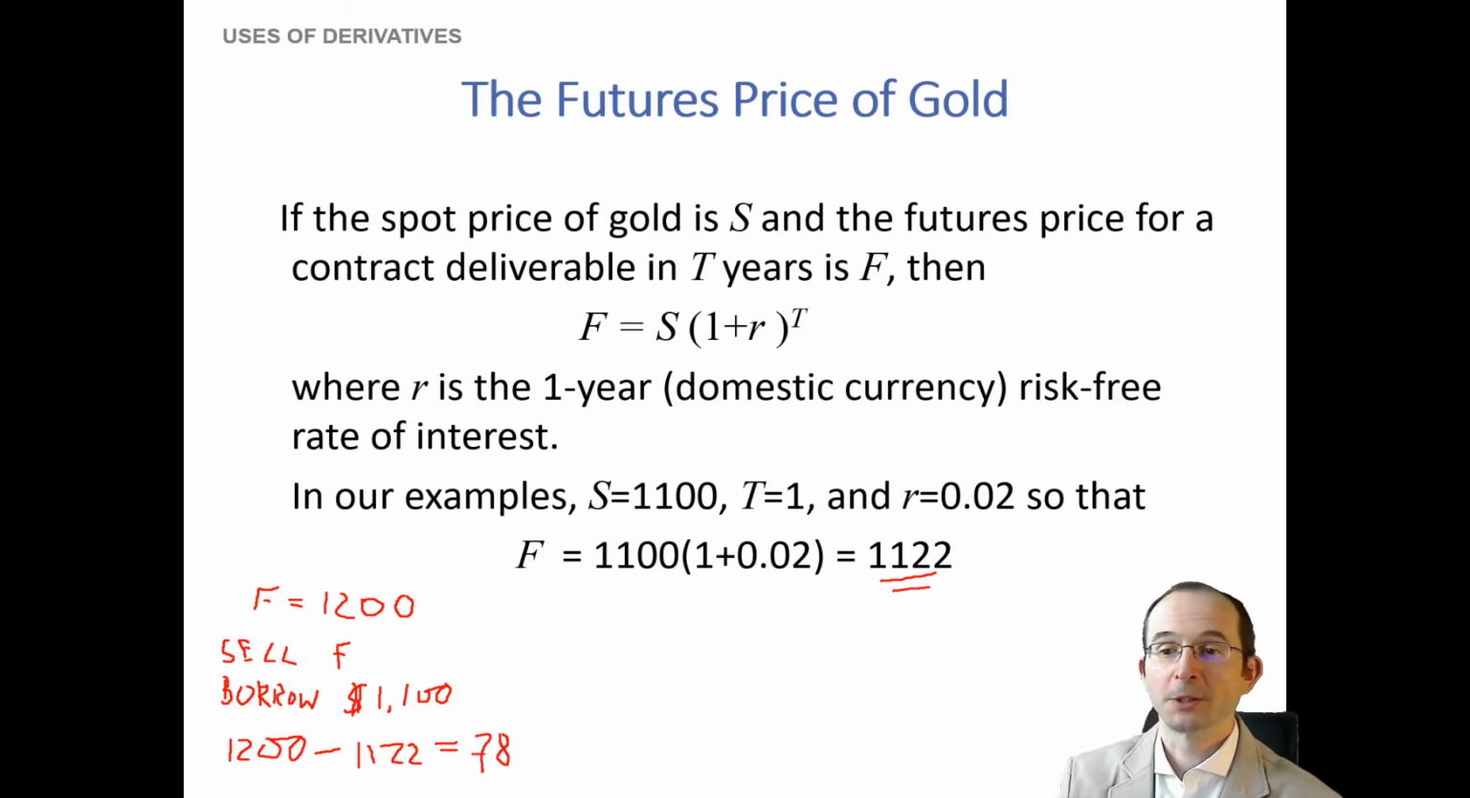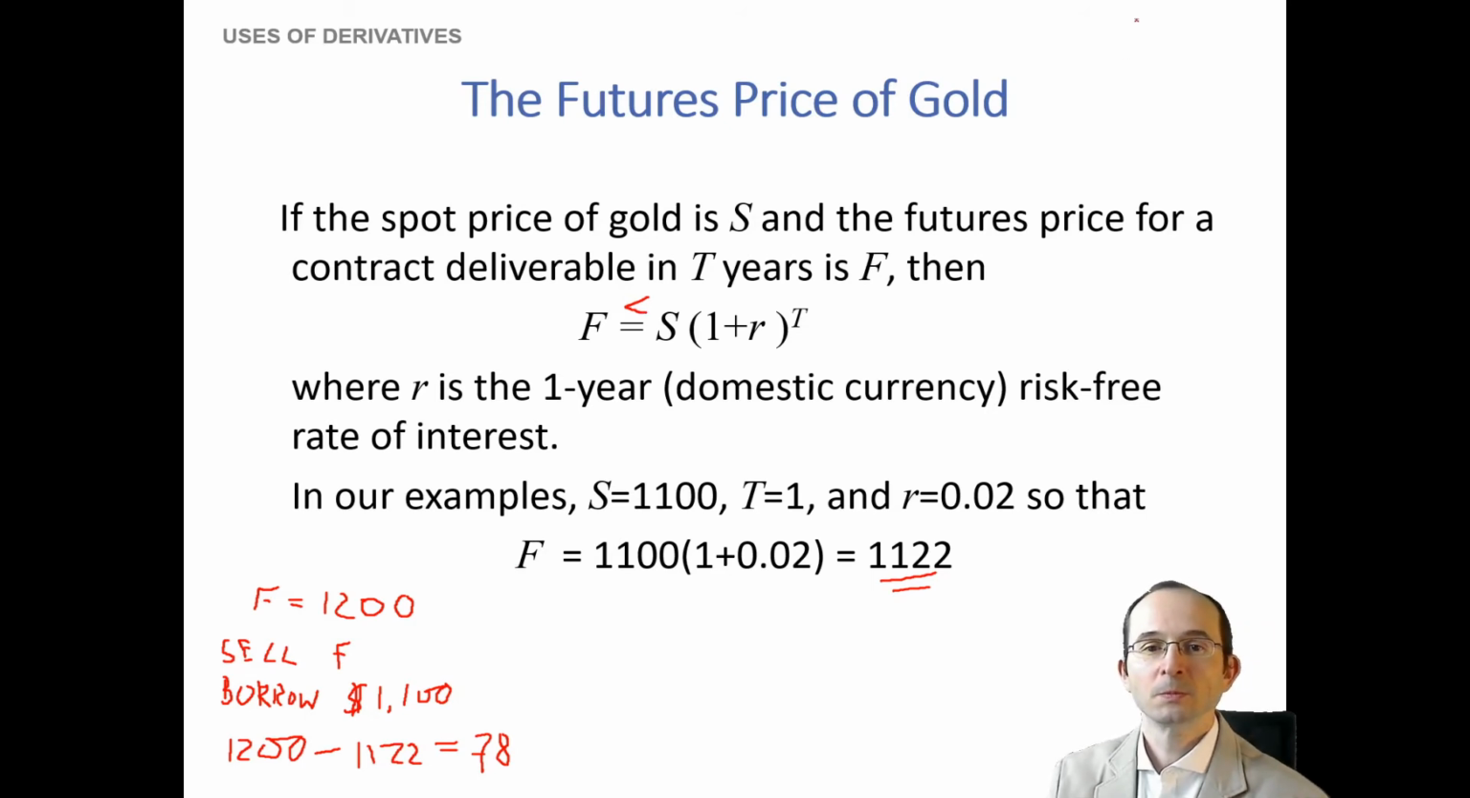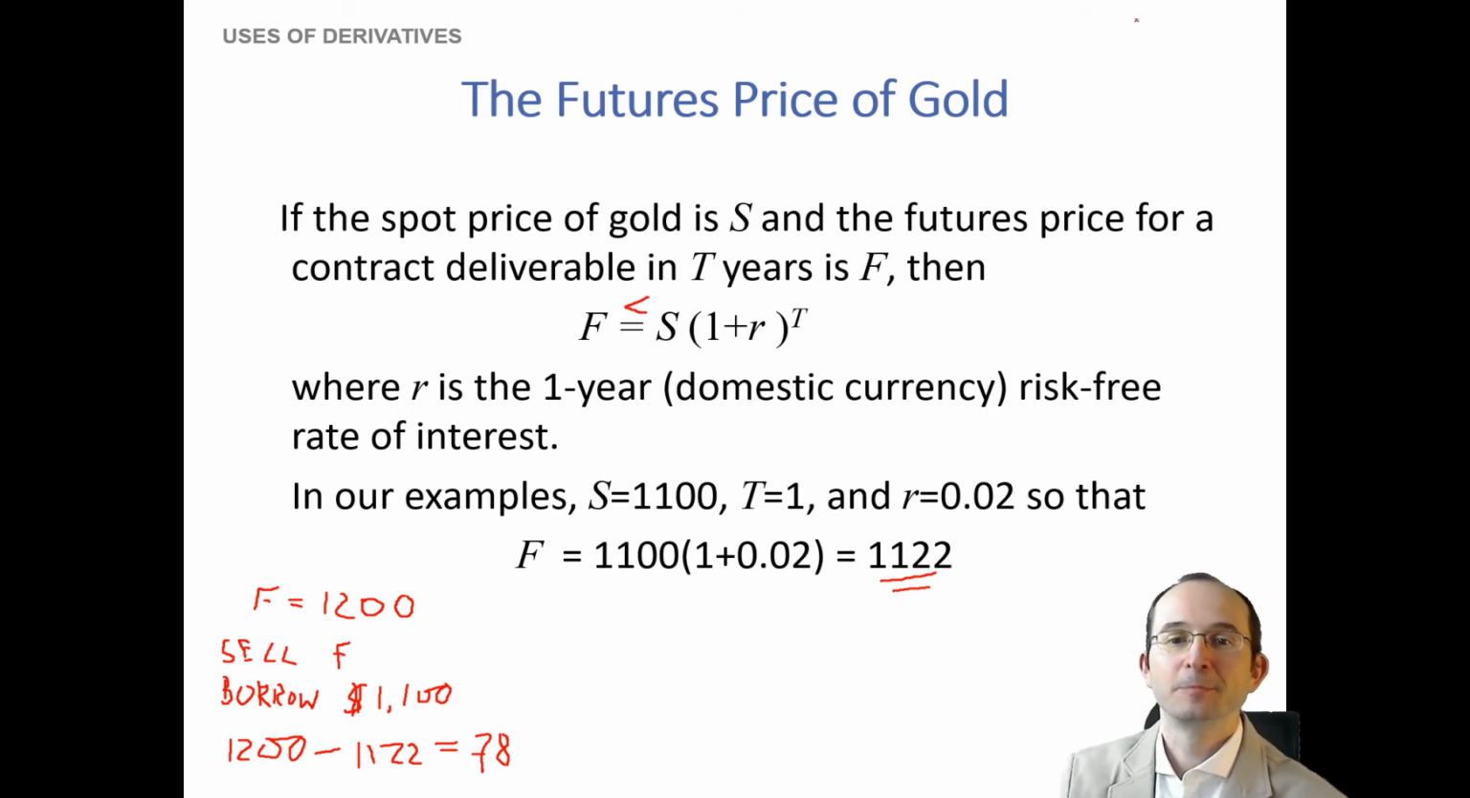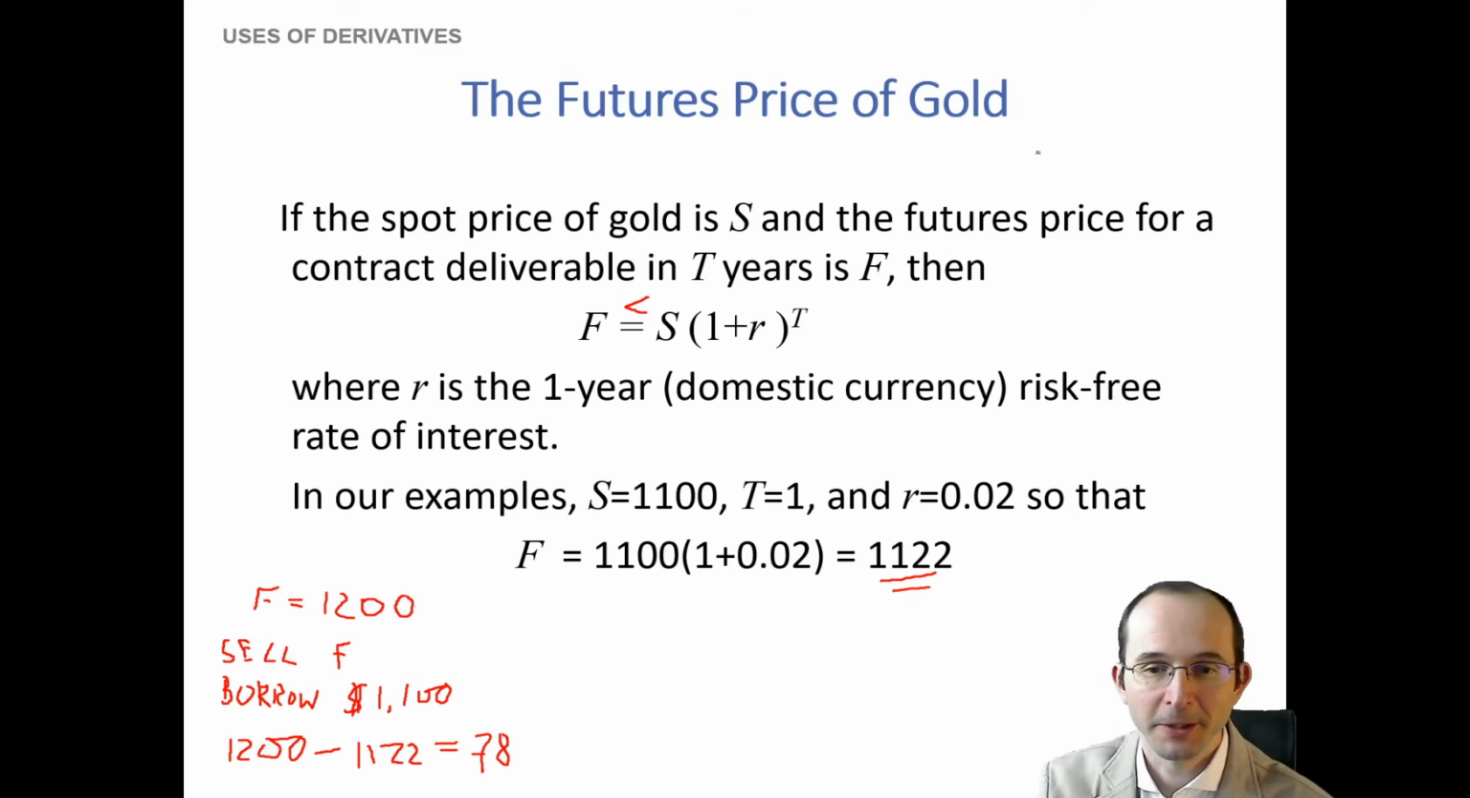So to avoid riskless arbitrage, it looks like the forward price can't be more than the future value of a riskless loan of size equal to the spot price. So for now, we know that the future price has to be less than or equal to this effective loan, the spot price compounded at the risk-free rate. Now, what if the futures price in the other scenario we considered, what if it was low, 1050?